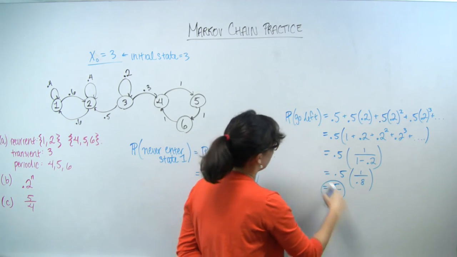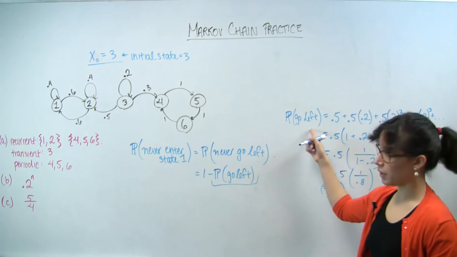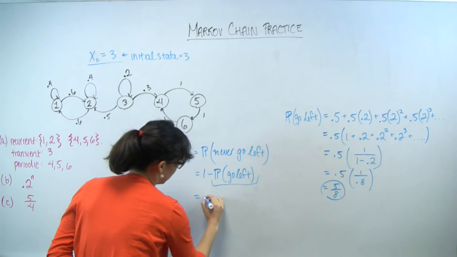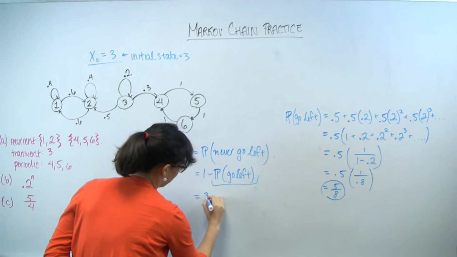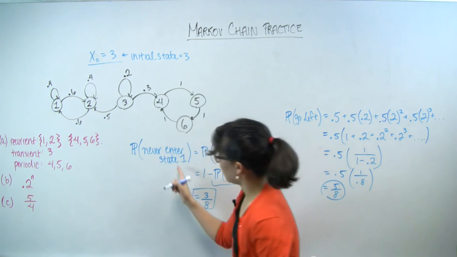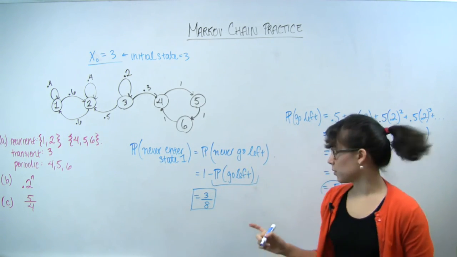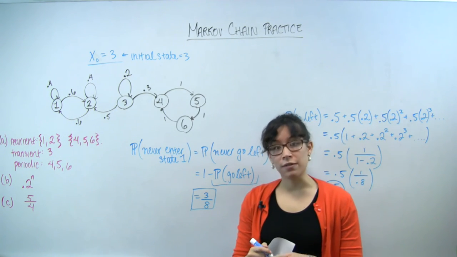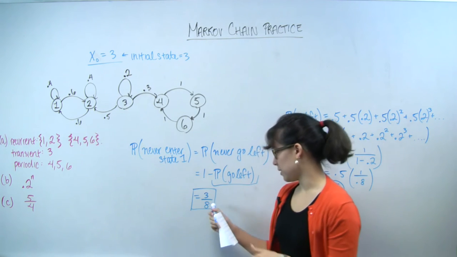So this was our answer for the probability that you do go left. So we plug it in over here, and we get that this is 1 minus 5/8, or 3/8. So we have discovered that the probability that you never enter state 1 is equal to 3/8. So we're done with part D, but I promised you a faster way of getting to this answer.